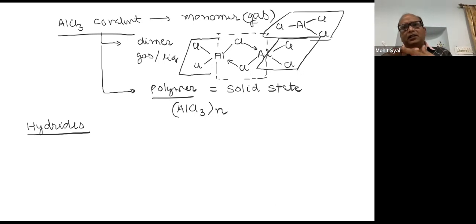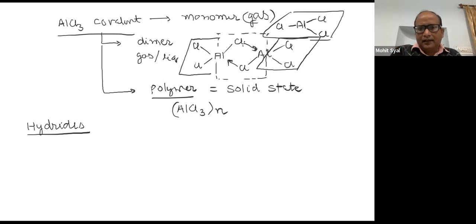When they combine with each other, they share their electrons, the way we have seen in AlCl3. In AlCl3, two molecules join together. The chlorine atom gives its lone pair to another AlCl3, and in turn it accepts a lone pair from that AlCl3.